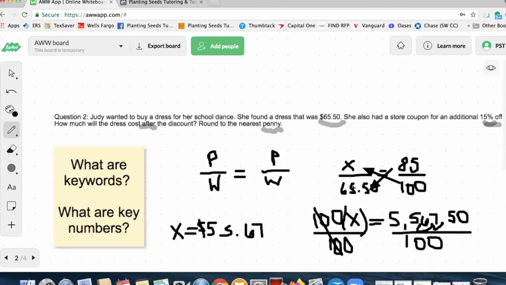And of course, if you wanted to make sure that that was correct, all you have to do is take $65.50 times 15%. And then you'll get roughly $9.83 if you want to get all the way down to the penny. And then, of course, if you subtract that, you get $55.67.